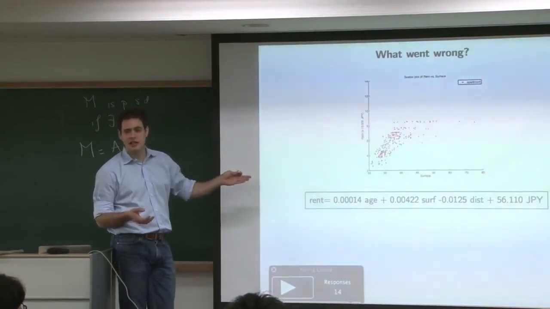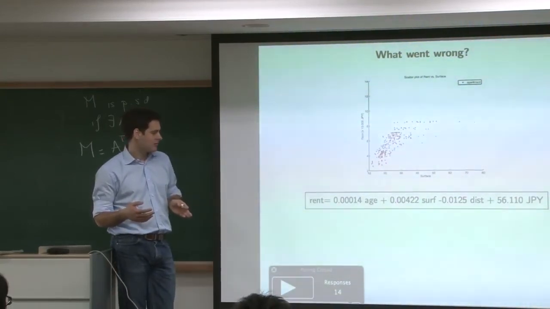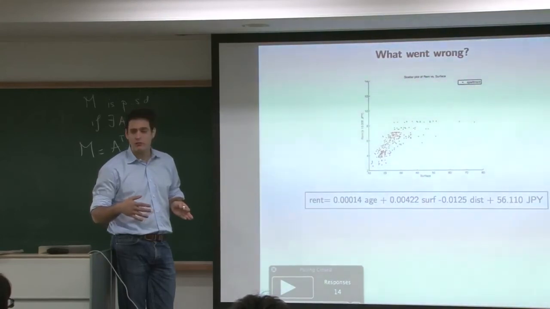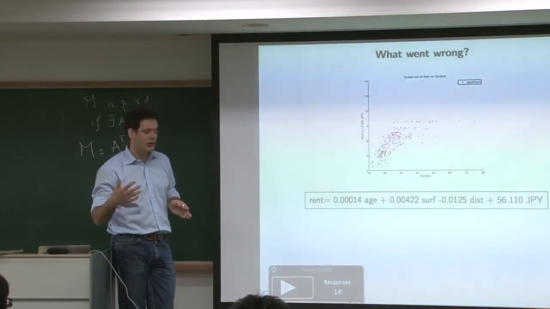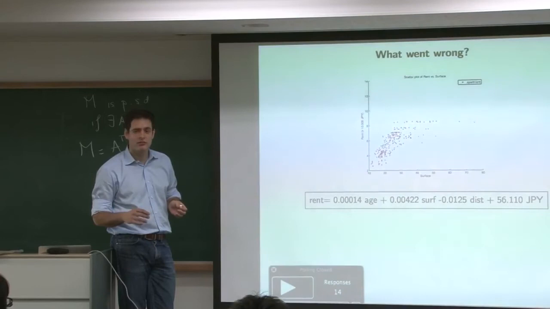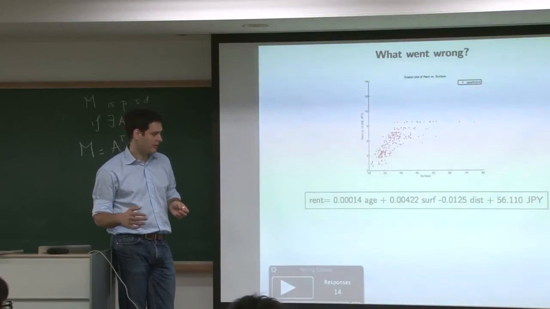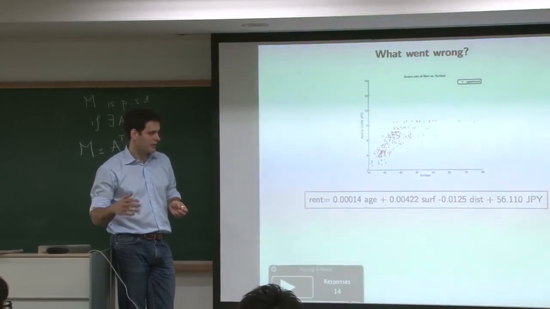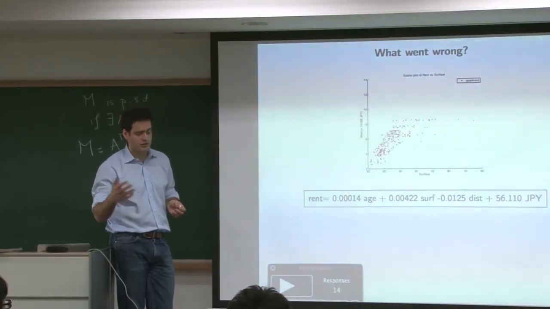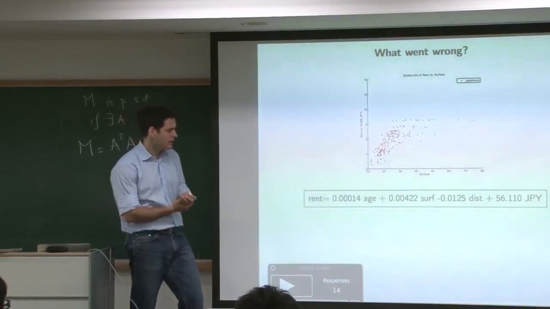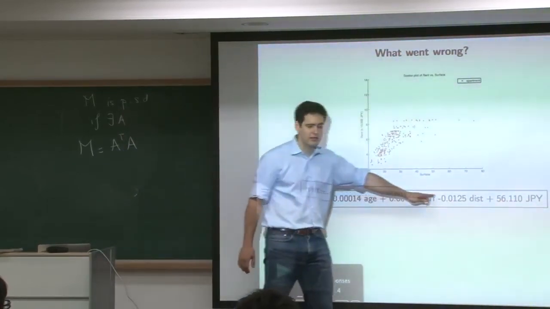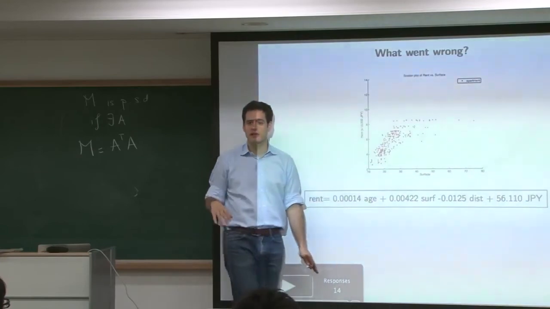Basically what this is saying is that if your building ages, then you will pay more rent for an old building. The bigger the surface, the more expensive. And the shorter the distance to the station, the better, the more expensive. Basically the distance to the station has a negative influence on the rent. So I would pretty much agree with this and this, at least the direction seems fine.